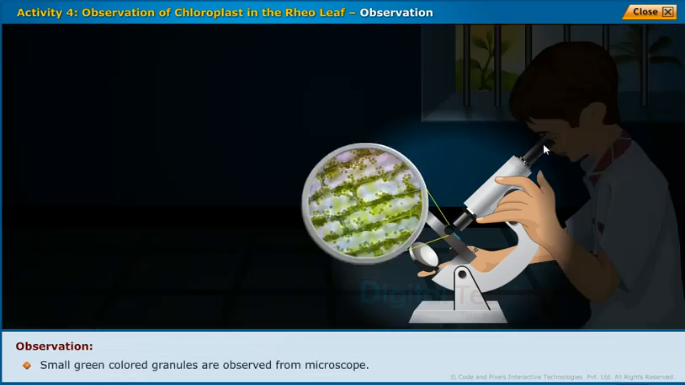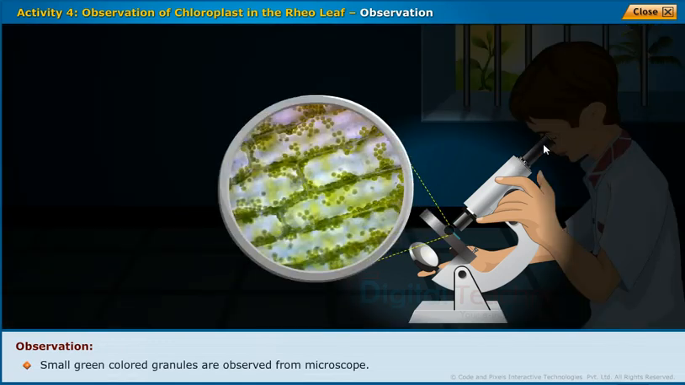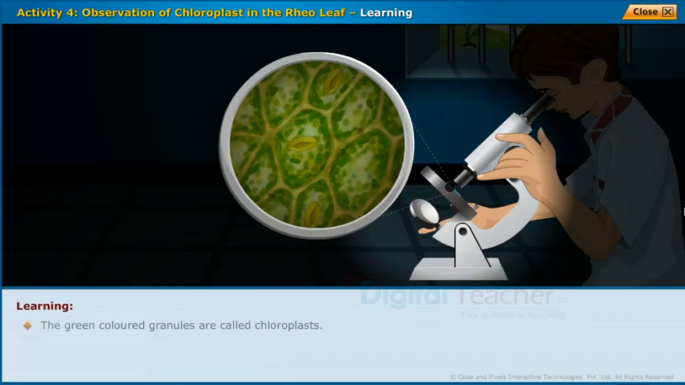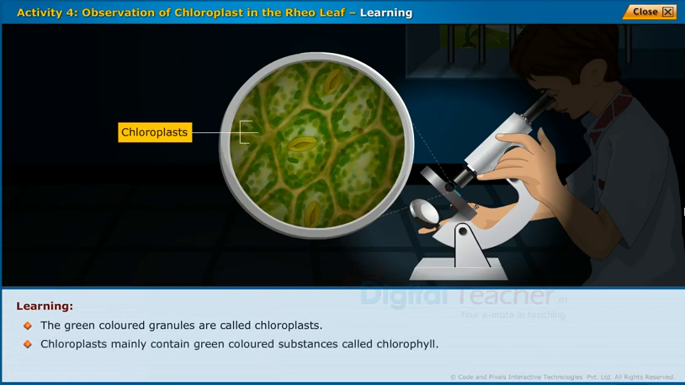Small green colored granules are observed through the microscope. The green colored granules are called chloroplasts. Chloroplasts mainly contain a green colored substance called chlorophyll.